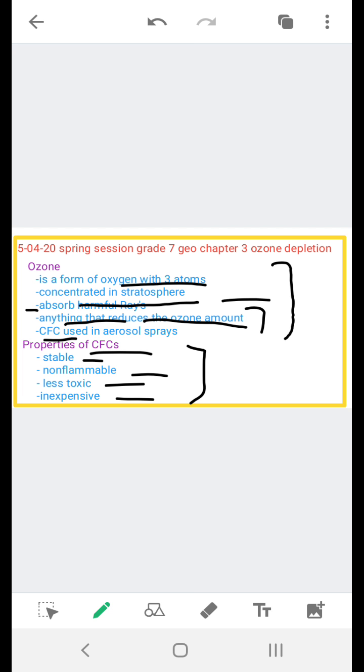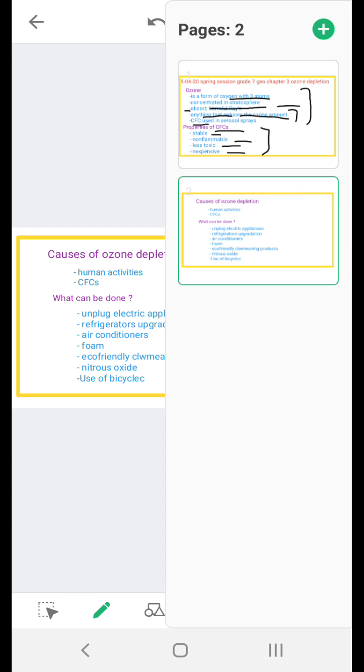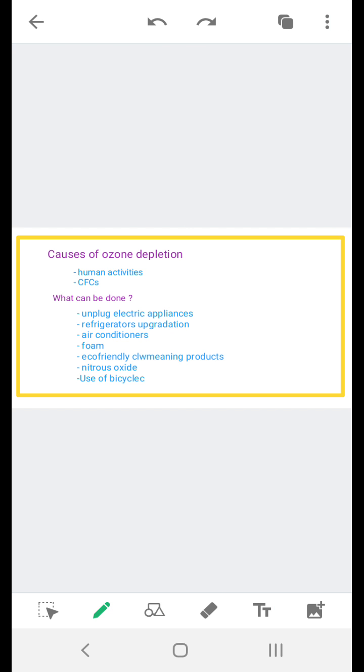So in the next slide, we are going to discuss the causes of ozone depletion. We have already discussed this, that human activities and CFCs are responsible for ozone depletion. So let's read in the paragraph. The loss of ozone in the atmosphere is a result of human activities that pollute the environment. The amount of CFCs in the atmosphere, which is the main cause of ozone depletion, has been increasing day by day.